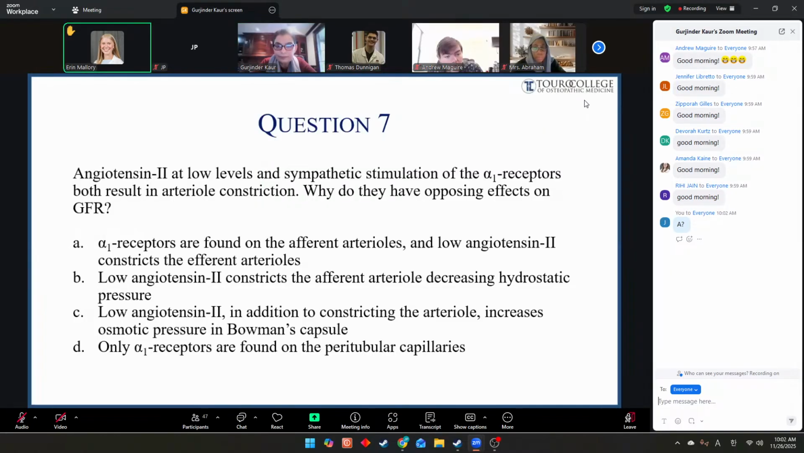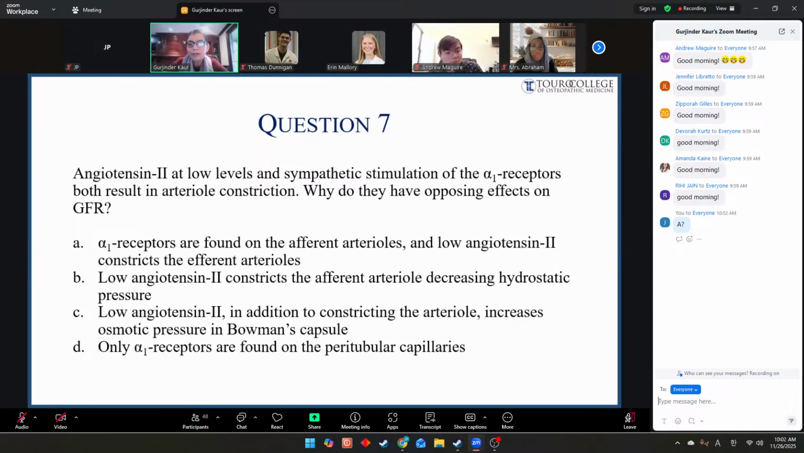I'm a bit confused, but from what I understand, I believe that the sympathetic nervous system mainly acts on alpha 1 receptors that are more prominent at the efferent or afferent arteriole. But when you have angiotensin, when it's high, it mainly affects the afferent arteriole, and when it's low, it affects the efferent arteriole more. Beautiful.